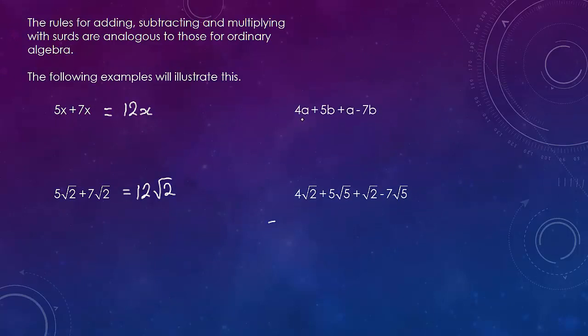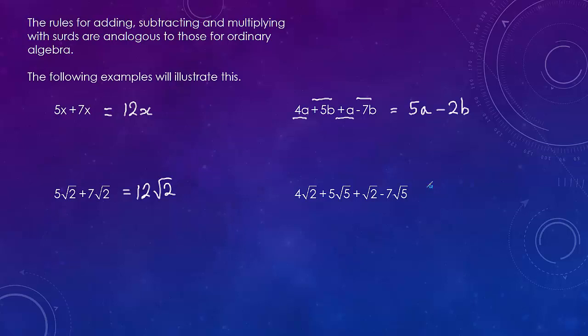Now here we have 4a plus 5b plus a take away 7b. So what we do first is look at the a's. I've got 4 a's and I add a single a, so that would give me 5 a's. And then I look at the b's and I've got 5 of those, but then I take away 7, so that's minus 2b.